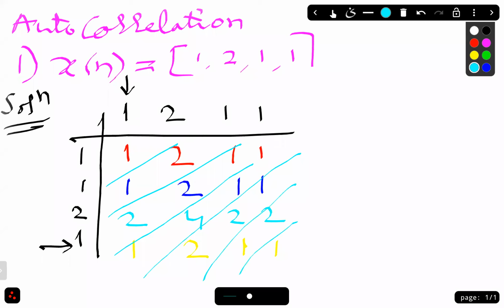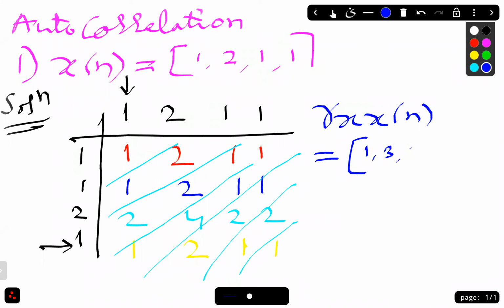So what is the answer? Answer बताइए मुझे कोई. So Rx of n: 1, 3, 5, 7, 5, 3, 1. आ गया सभी का आंसर.